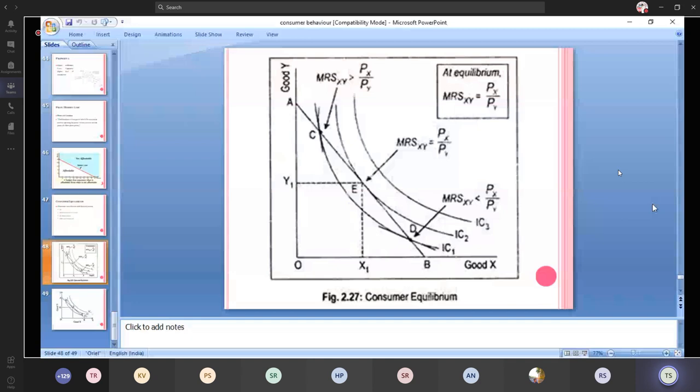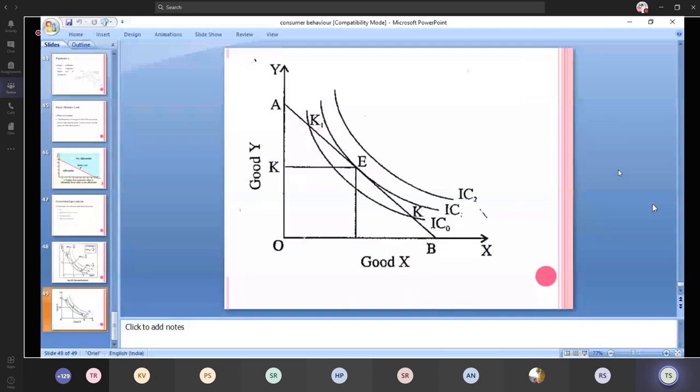This is the same diagram. 3 indifference curves are there, and the AB budget line is there. So point E is the equilibrium point where the consumer chooses and attains the maximum level of satisfaction with his limited money income. He chooses OK of good Y and OM of good X. Is it clear, guys?